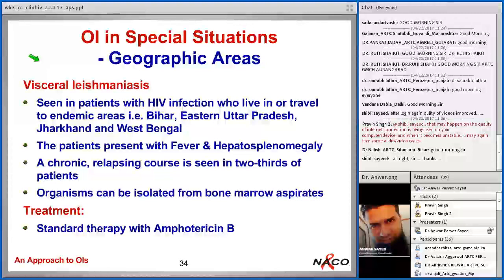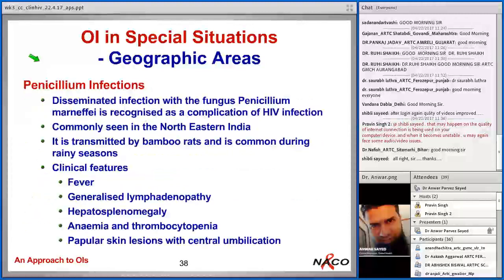There is no difference in treatment of malaria in HIV positive and HIV negative. Visceral leishmaniasis, we already discussed that it is endemic in some regions like Bihar, Eastern UP, Jharkhand and West Bengal. Patients present with fever, hepatosplenomegaly, a chronic relapsing course is seen in 2/3 of patients, and organisms can be isolated from bone marrow aspirates. Treatment of visceral leishmaniasis is the standard therapy with injection amphotericin B.